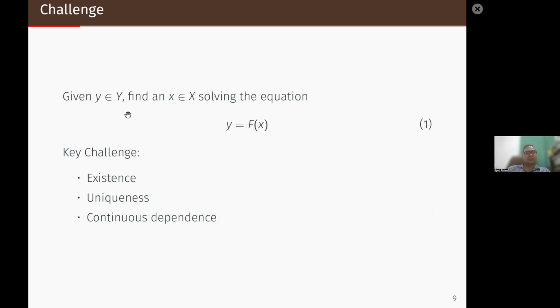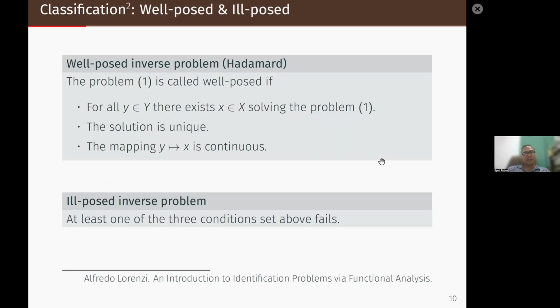Suppose y is given, and we want to find an x solving this equation. Then the key challenges to solve such equations are existence, uniqueness, and continuous dependence. In the sense of Hadamard, we call a problem well-posed if it satisfies these conditions: for all y there exists an x solving the problem, which means a solution exists, the solution is unique, and the mapping is continuous. An ill-posed inverse problem is one where at least one of the conditions is not satisfied.